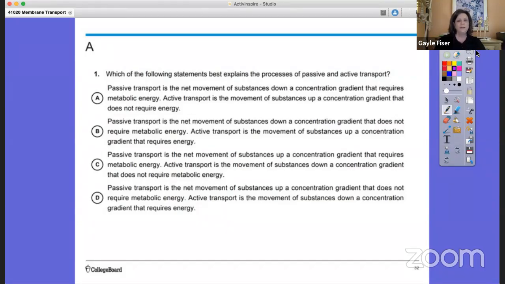So which one of these are you going to pick? Because you know what it has to say. It has to go passive. Passive goes from high to low, no energy. Active goes from low to high and needs energy. So one of those said that combination of things. I'll give you about 10 seconds to figure that out.